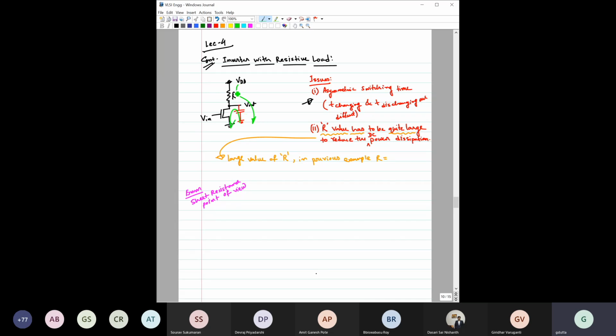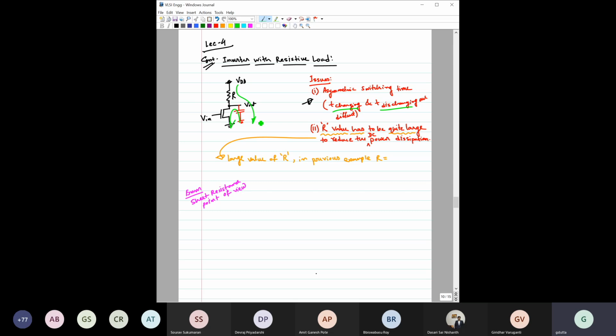This resistance is much higher, that we have already discussed. So basically T charging and T discharging are different, right? And the R value has to be quite large from the power dissipation point of view. That we also discussed in the last class and briefly today.